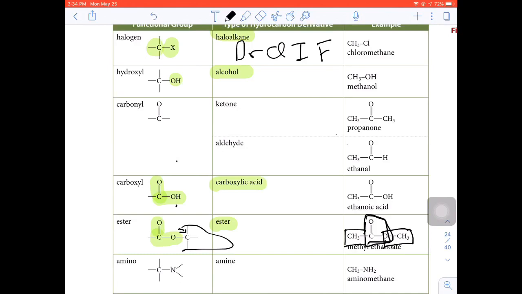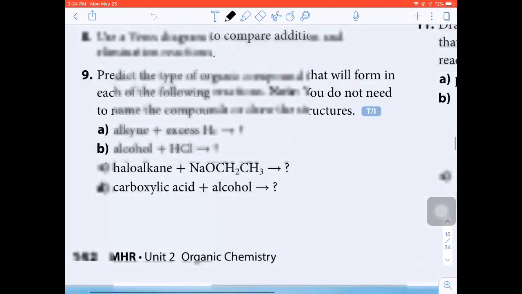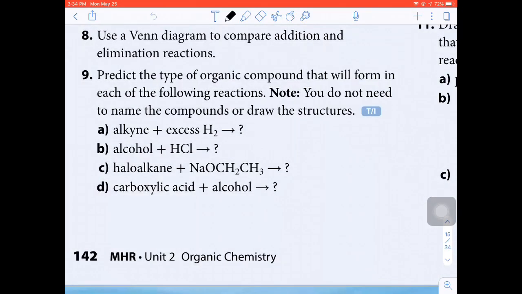Now, I want to move on today to look at the beginning of chapter 4, actually taking up the homework from yesterday first. Okay, so to take up the homework, question 9 says, predict the type of compound that would form in each of these reactions. Do not need to name or draw. It just says, what would you expect to happen? Well, again, I'm going to actually draw them. That way we get a sense for what's going to happen.